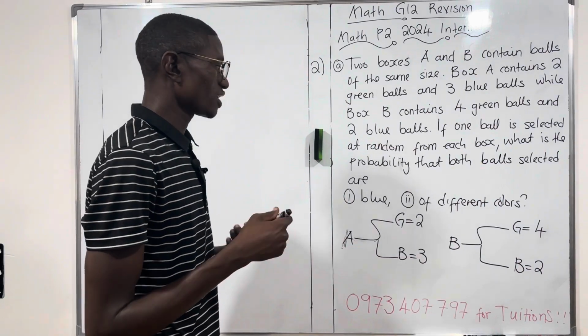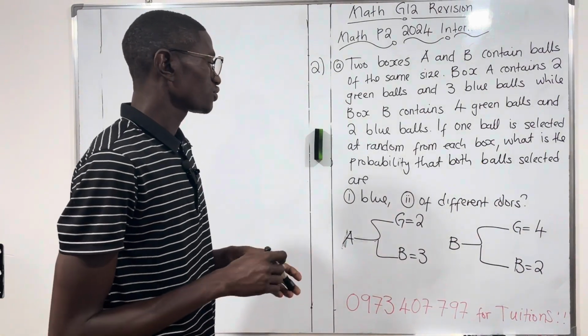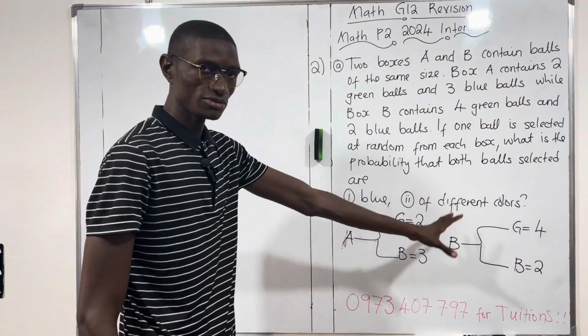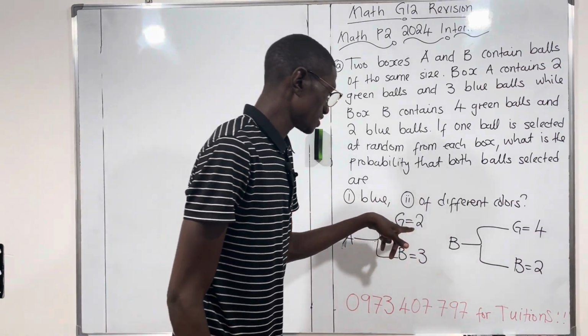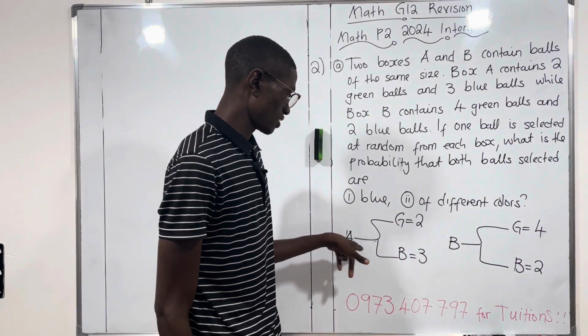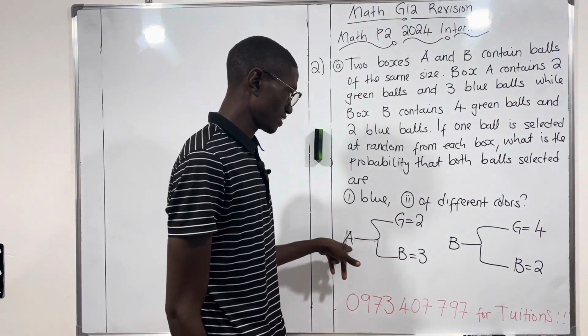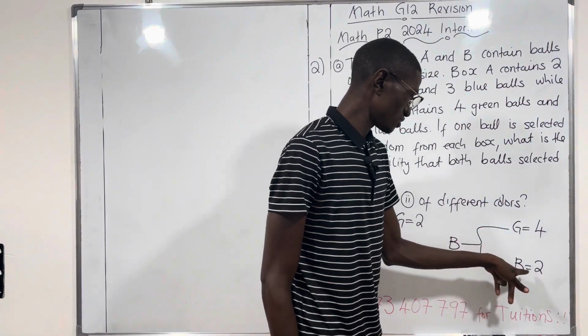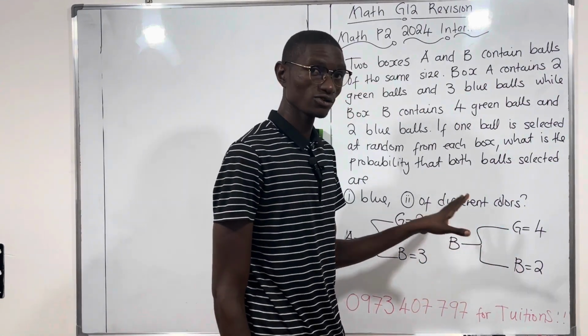Now the first thing we're going to do is find the probabilities of selecting green and blue in each box. What is the probability of selecting green from box A? What is the probability of selecting green from box B? What's the probability of selecting blue from box B? That's what I'm going to do first.